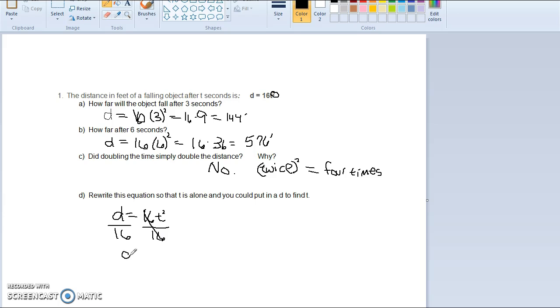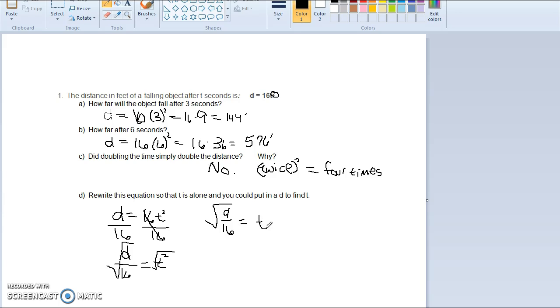So in my next step, I have d over 16 equals t squared. And so the only thing I have left to get rid of is this square. Well, the inverse operation of a square is a square root. So if I take the square root of both sides, I get the square root of d over 16 now equals t. And I can just leave it like that. That would be fine for an answer.